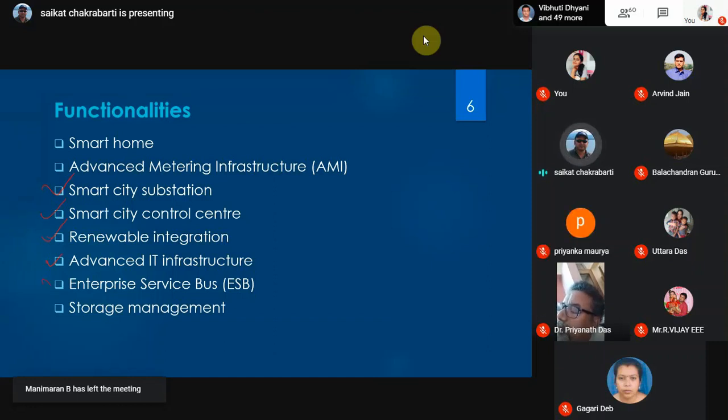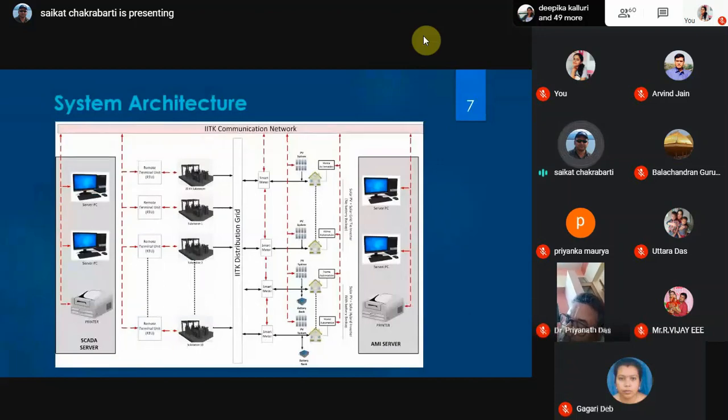And as I mentioned, it is on a modular architecture. Storage management. Some of the houses' installations also have batteries, so a battery management system is also part of this project. This is the overall system architecture that we have.